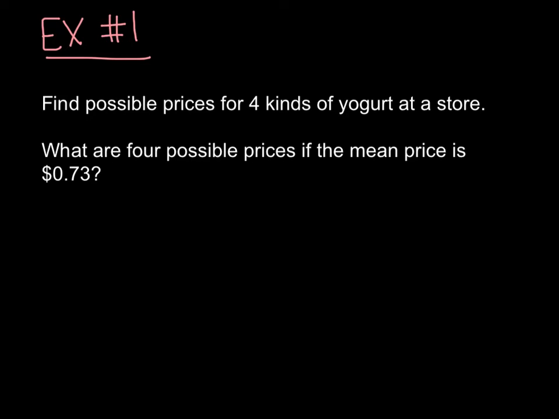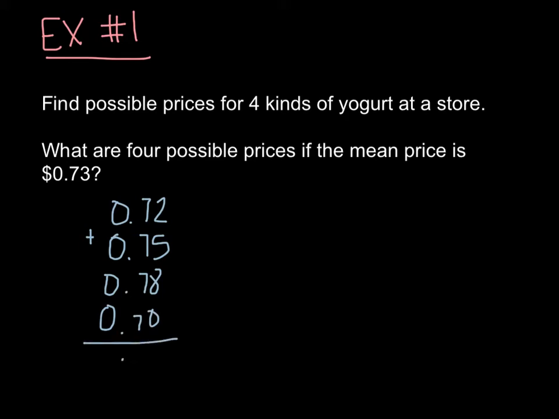Let's try 72 cents plus 75 cents. So I've got one smaller, one bigger, plus 78 cents, plus 70 cents. And let's add all those up, and then we'll divide by 4 because there's 4 numbers.